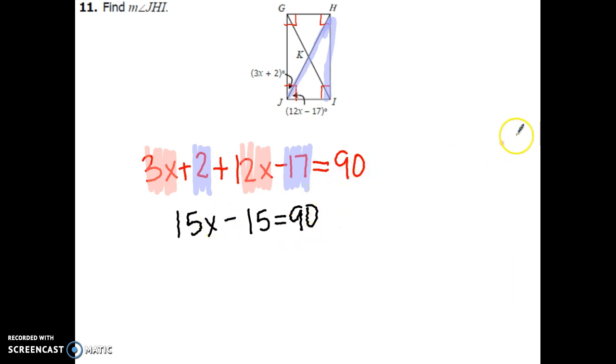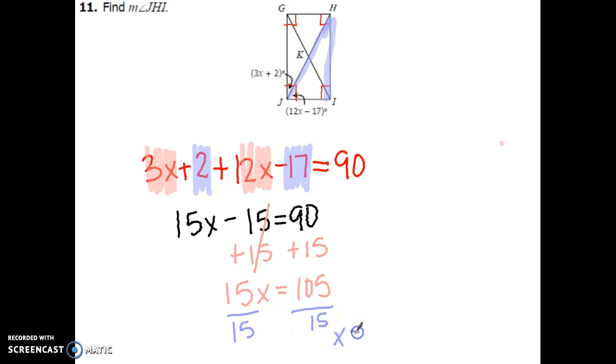In order to isolate x, I am going to go ahead and add 15 to both sides. This ends up being 15x is equal to 105. And when I divide both sides by 15, my x ends up being 7. But of course, we are not done. We do have to find the measure of angle JHI.